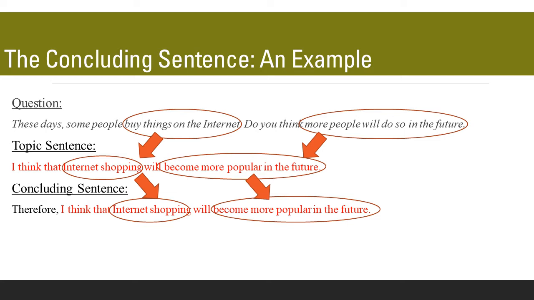The topic sentence, become more popular in the future. That just gets pulled down into the concluding sentence. Become more popular in the future. No change in words at all. That's how to write a concluding sentence. As I said before, if you can write the topic sentence, you can definitely write the concluding sentence. That's why we're doing the concluding sentence today and waiting for supporting sentences until next time.